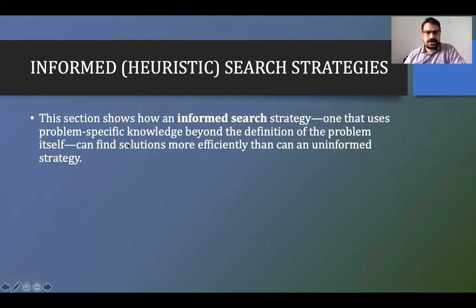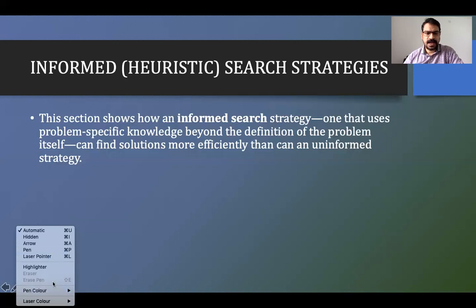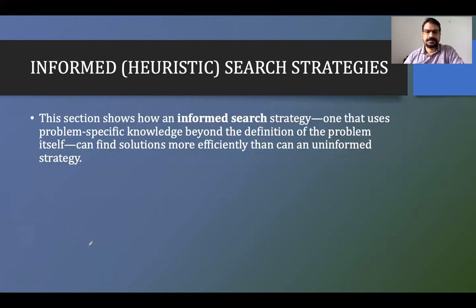So this section shows how an informed search strategy, one that uses problem-specific knowledge beyond the definition of the problem itself, can find solutions more efficiently than an uninformed search strategy. So it is clearly mentioned that the solution is found more efficiently. More efficiently means we may have less time complexity, as well as less space complexity. Okay.